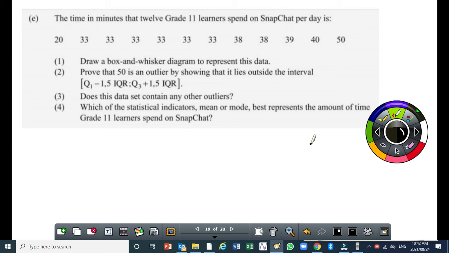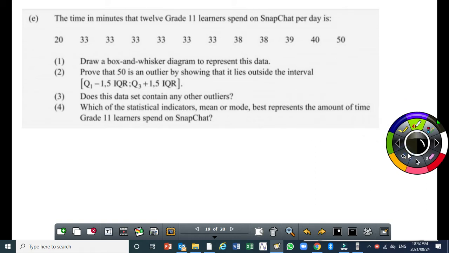Ascending order. So it's going to be a little bit easier. You won't need a calculator to do this question. Right, so the first question says, draw a box and whisker diagram to represent the data. So for this question, your minimum is 20, your maximum is 50, then Q1, right?